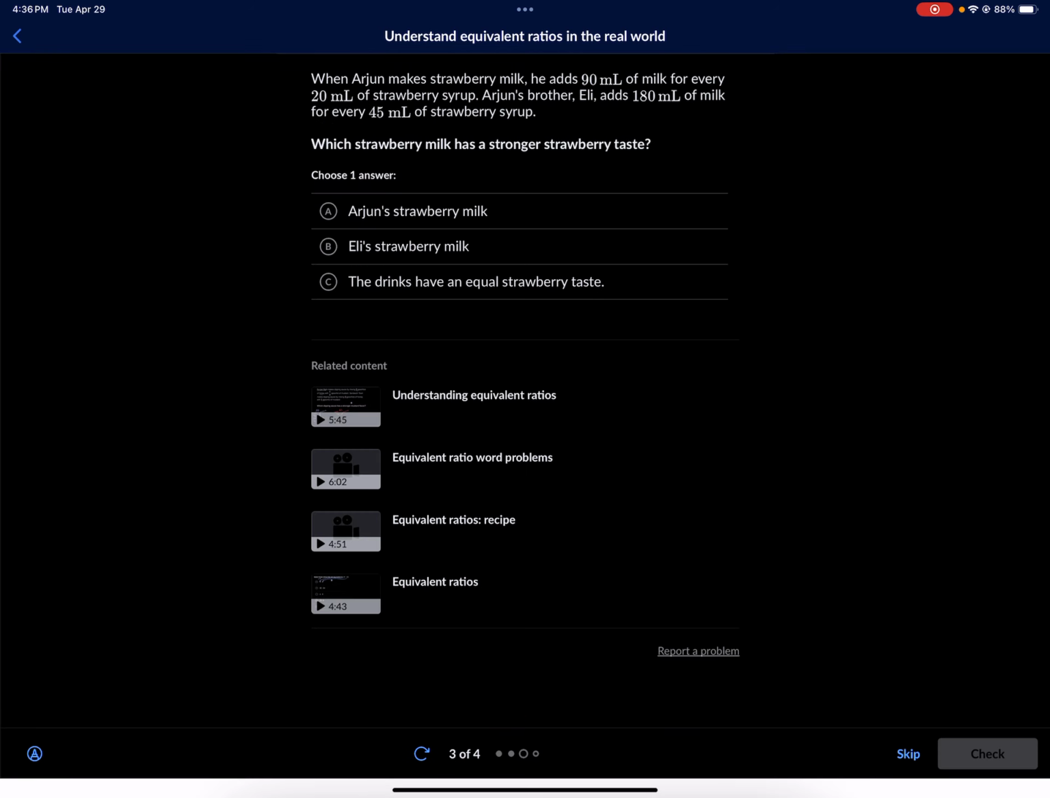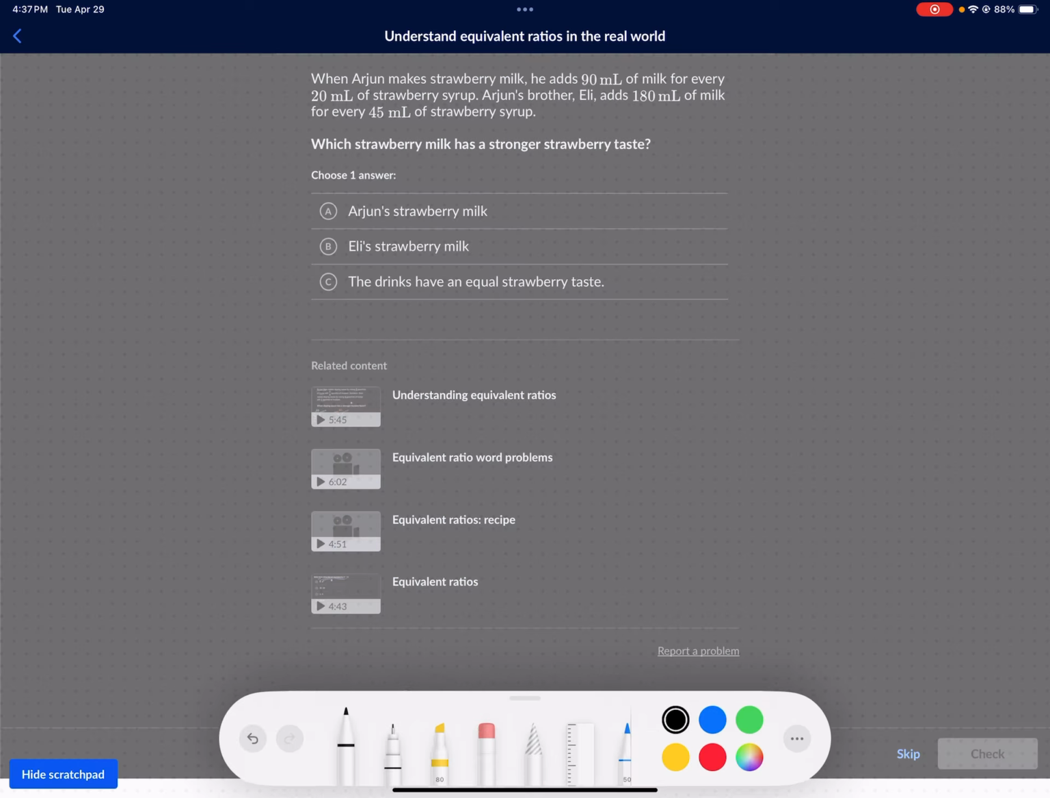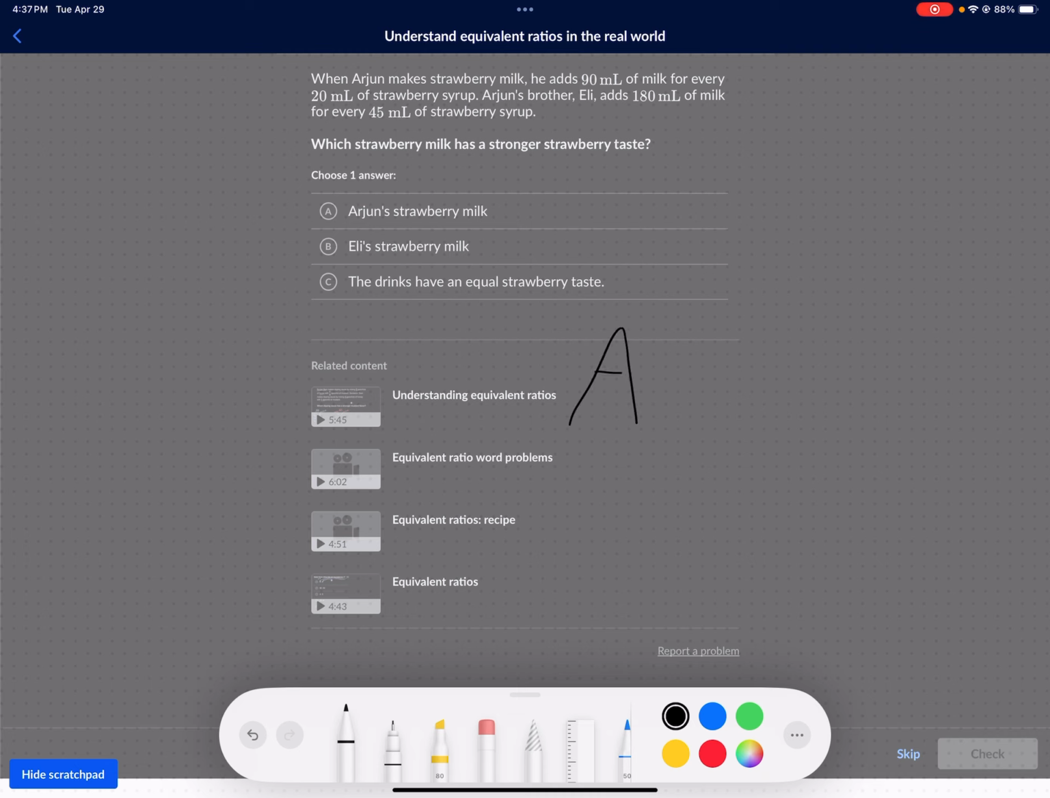Okay, I understand. When Arjun makes strawberry milk, he adds 90 milliliters of milk for every 20 milliliters of strawberry syrup. Arjun's brother, Eli, adds 180 milliliters of milk for every 45 milliliters of strawberry syrup. Which strawberry milk has a stronger strawberry taste? So, let's put A for Arjun. We want a strawberry taste, so we want to compare strawberry syrup over milk. And then we want to compare Eli, which has 45 over 180.